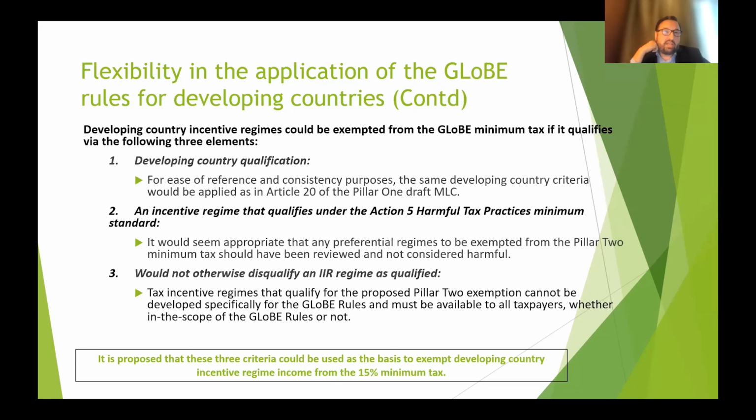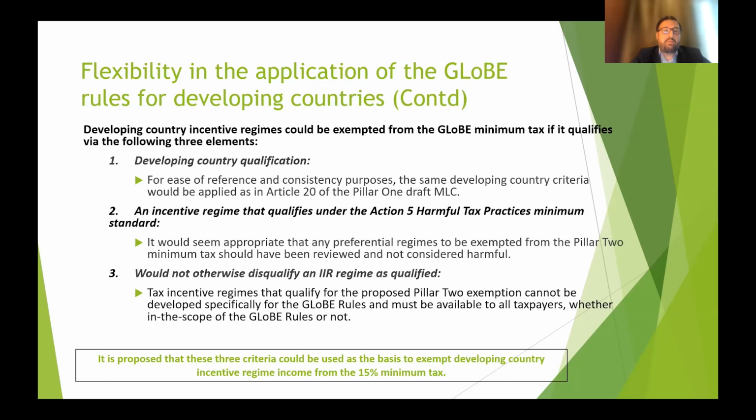And then thirdly, it would not otherwise disqualify an income inclusion rule, an IIR regime, as being disqualified. As I already mentioned, paragraph 126 of Chapter 10 of the commentary to the rules suggests that any incentive should be available to all taxpayers and not just GloBE taxpayers subject to the GloBE rules. So the key point here is that the tax incentive regimes that qualify for the proposed Pillar 2 exemption cannot be developed specifically for the GloBE rules and must be available to all taxpayers, whether in the scope of the GloBE rules or not.